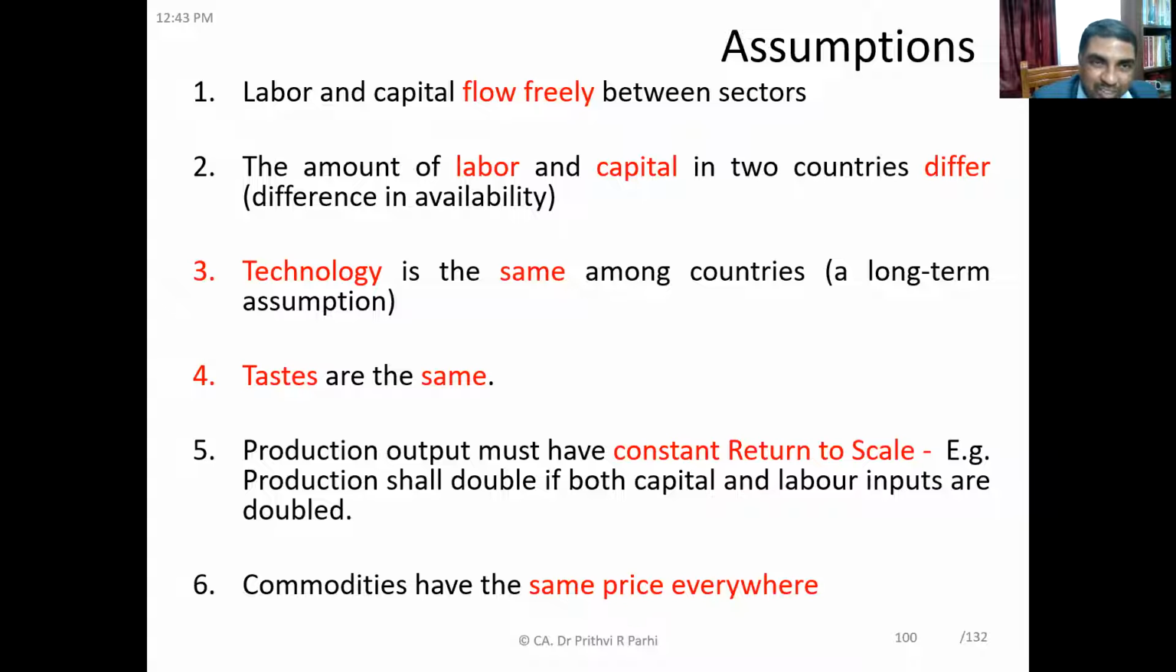So if we assume that labor and capital can move freely between different sectors, then we can say the country will produce those goods which can use the factor which is abundantly available in the country. Are you getting me?